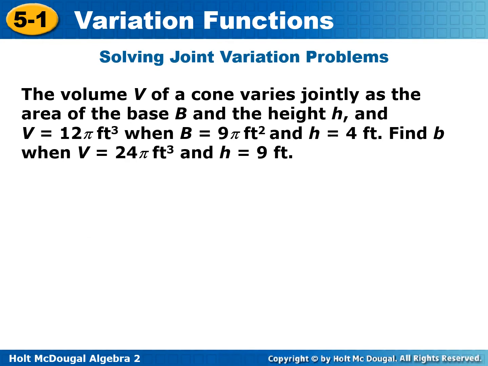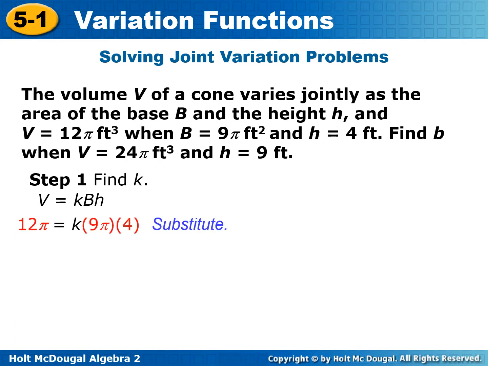So let us have this example. In this example, we are going to find B when volume equals 24 pi feet cubed and height equals 9 feet. So the first step is to find K. Using the formula V equals KBH, we are going to substitute all the values and then divide both sides by 36 pi, which gives K equal to 1/3.